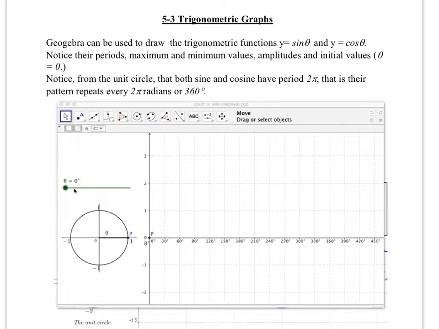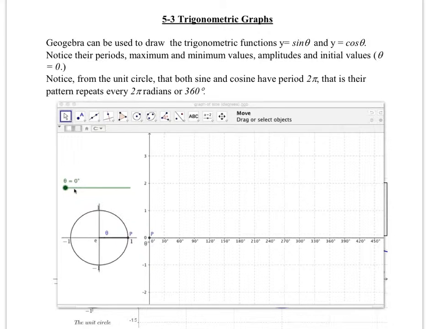In this video we're going to look at how we can create trigonometric graphs, that is graphs of y equals sine of theta or sine of x, and y equals cosine of theta, that's cosine of x. And we're going to look at how we can figure out the maximum and minimum values, something called the amplitudes, and then the initial values.